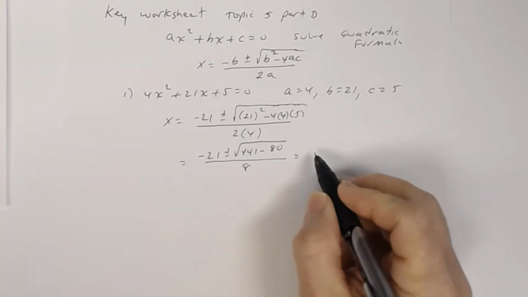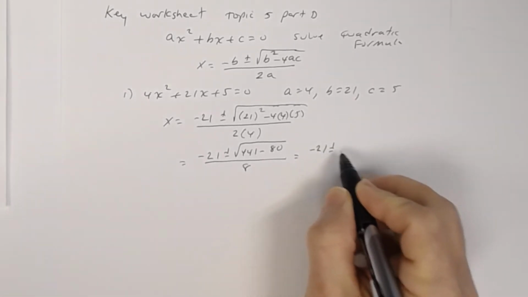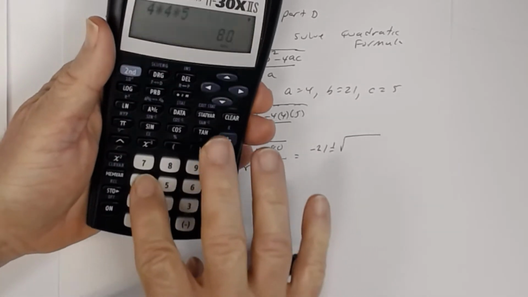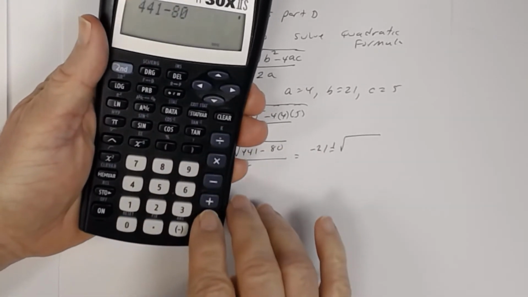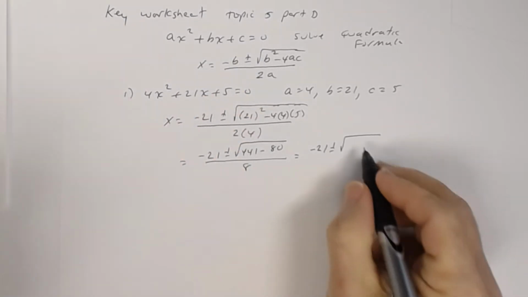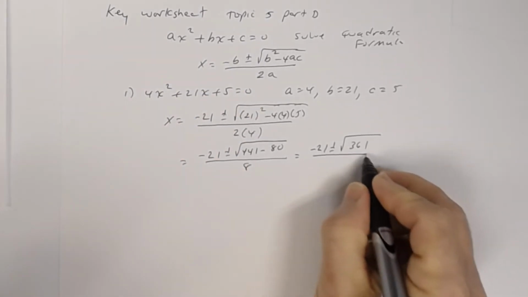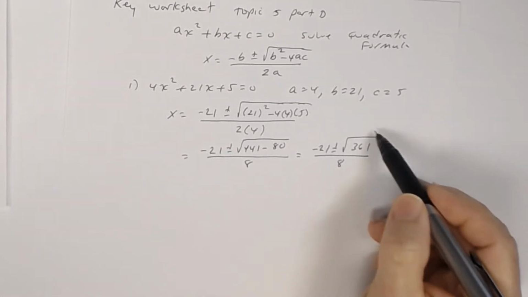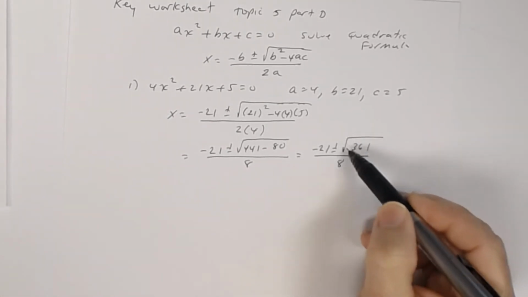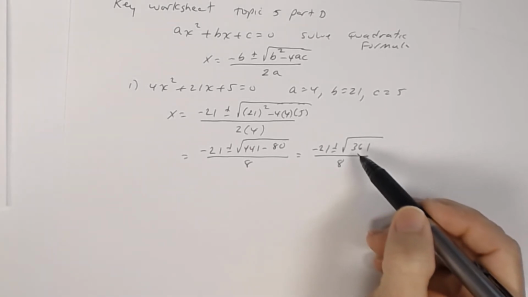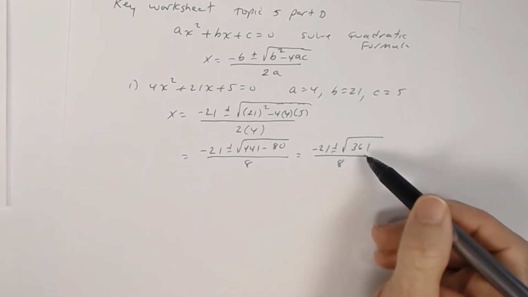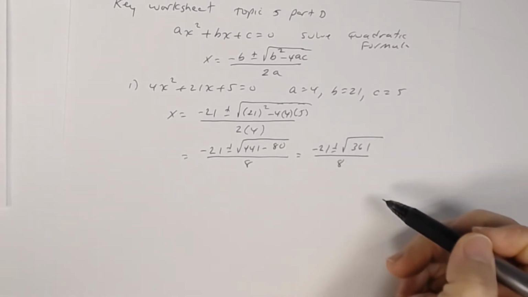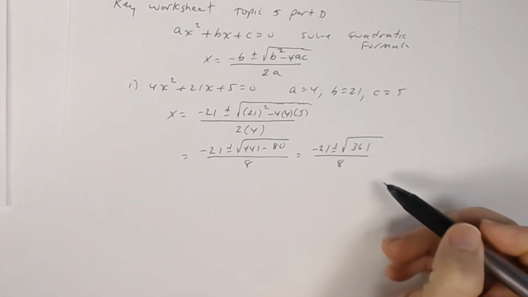So I'm going to get negative 21 plus or minus the square root of, and then simplify the radicand, so you can say 441 minus 80, which gives you 361, divided by 8. Now at this point, you want to see if you can simplify the square root, this radical. What I would do first, every time you get to that situation, is determine if 361 is a perfect square, because a perfect square makes things a lot easier for us.